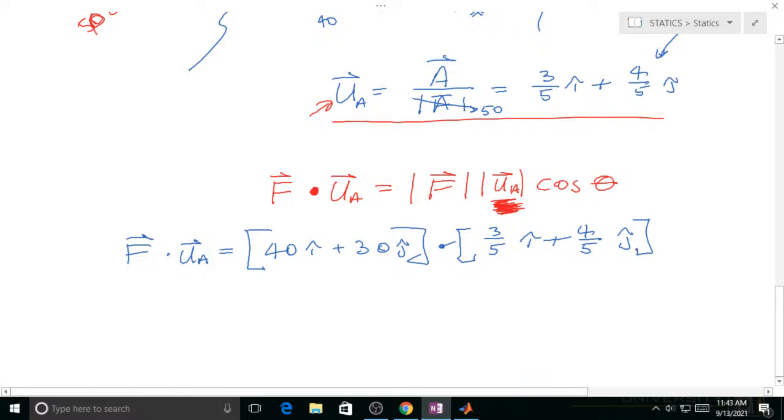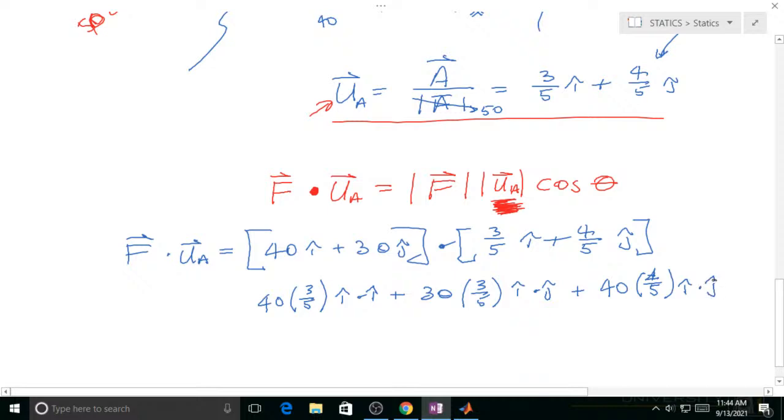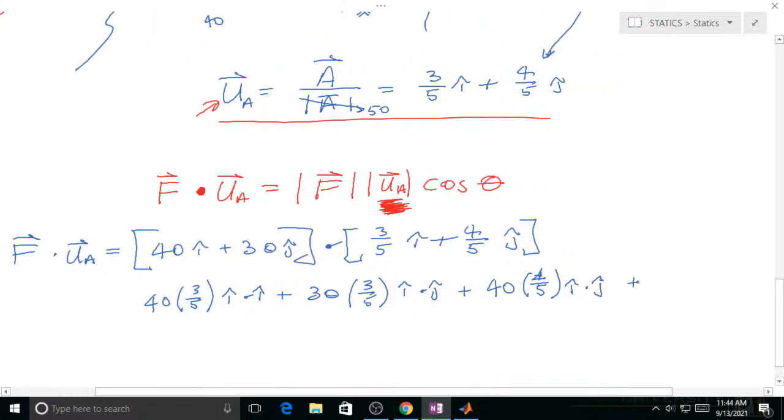Now, so what we have is 40 times 3/5 I dotted with I plus 30 times 3/5 I dotted with J plus, okay, so I did the 30, then a 40. Then I got to do the 40 times 4/5 I dotted with the J, and then plus 30 times 4/5 J dotted with the J. What's I dotted with J? You remember that?